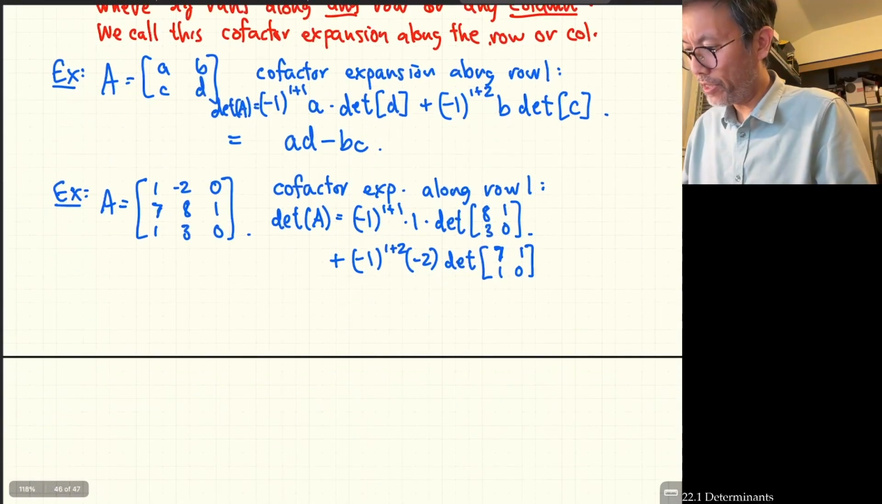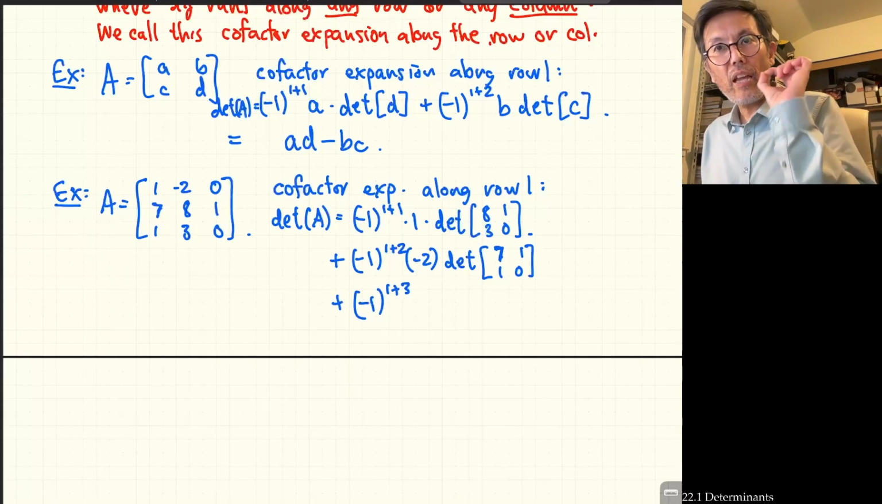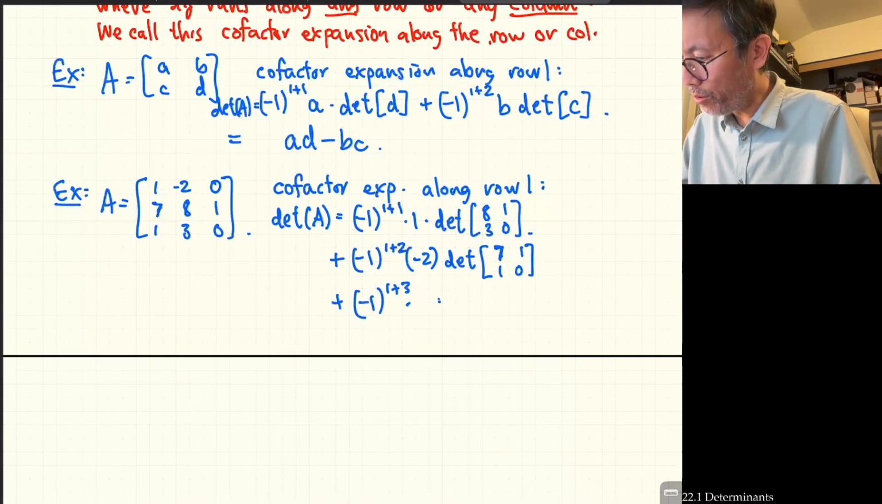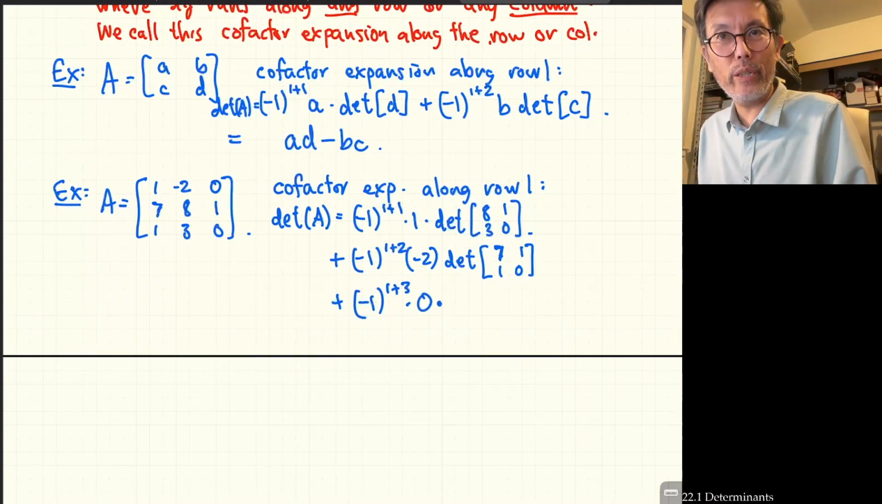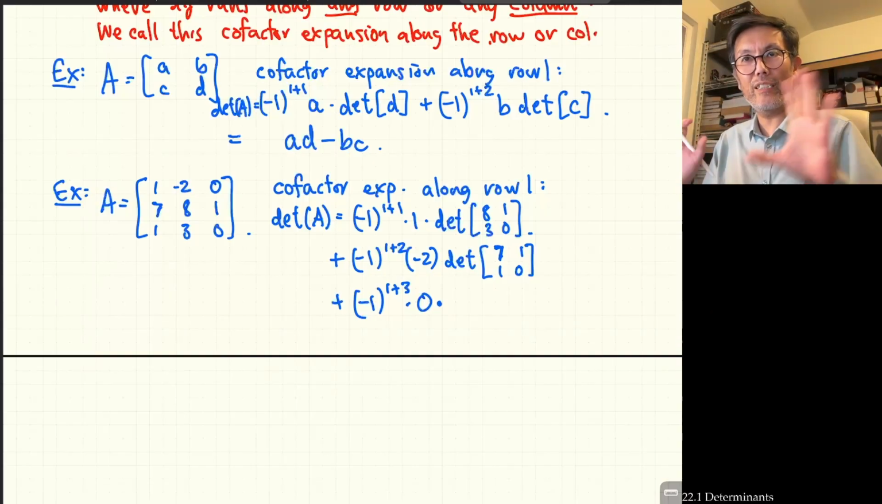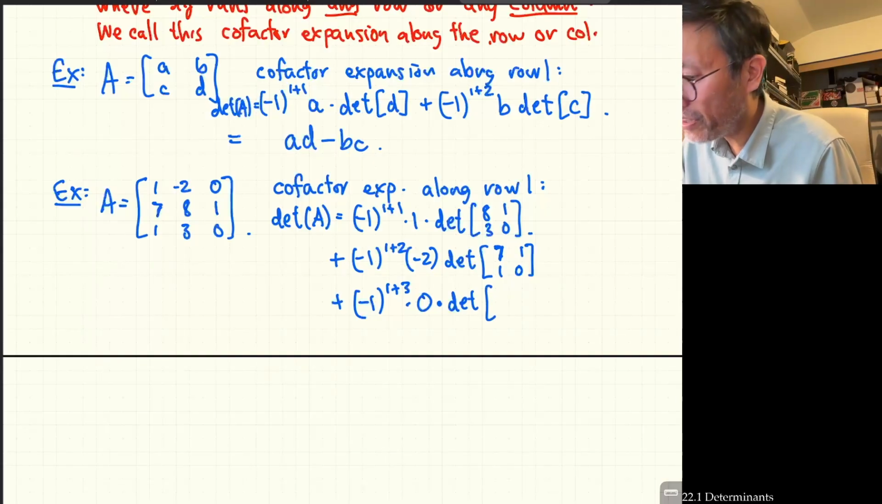And one more term to go, which is negative 1 to the 1 plus 3 times a sub 1, 3. That's 0, though. Oh, my goodness. That 0 feels so good. It feels so good because we know that this term is going to die. But just for completeness, this is the determinant of 7, 8, 1, 3. Can you all follow that?